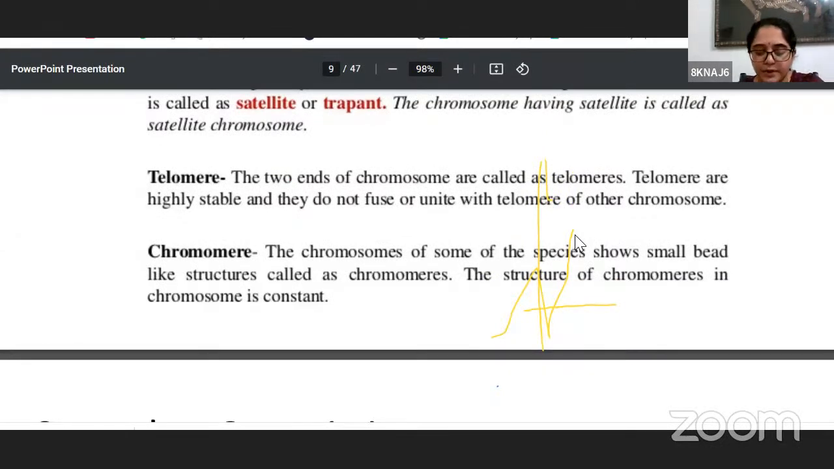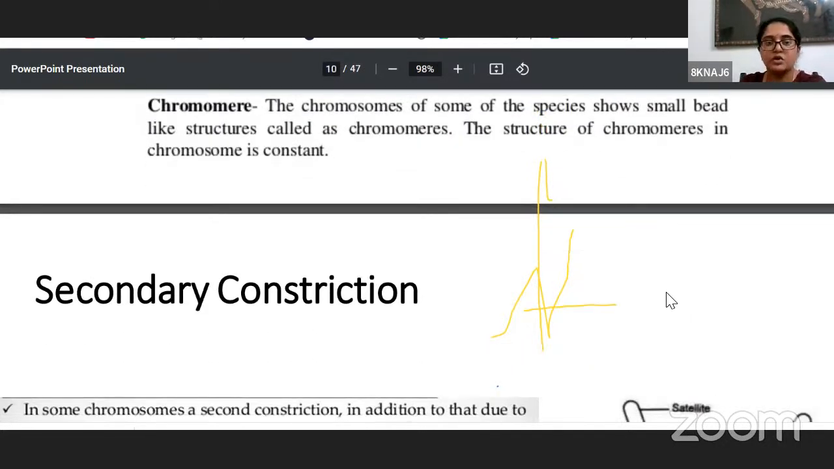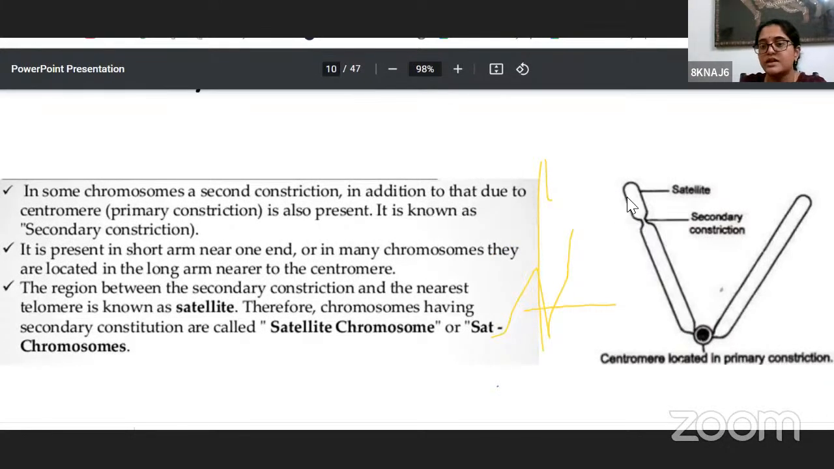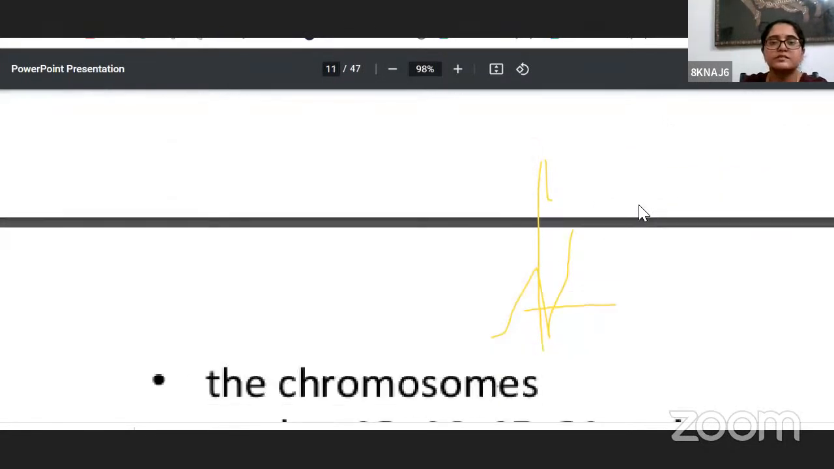Now, what is a chromomere? The chromosomes of certain species have small bead-like structures known as chromomeres, and the pattern of the chromomeres in a chromosome is constant. As I was telling, a satellite chromosome: this is the centromere, and this is the secondary constriction present on a chromatid, known as a satellite chromosome.